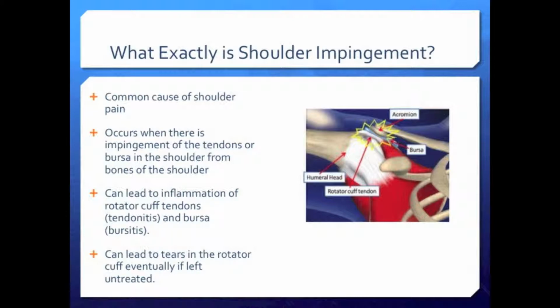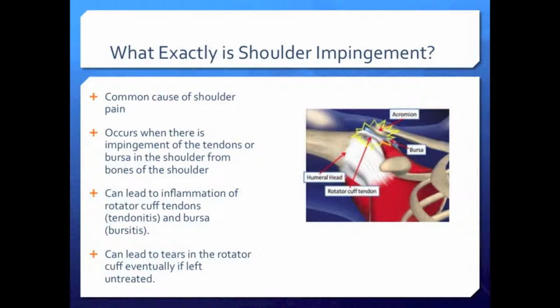It's a very common cause of shoulder pain and occurs when, again, the impingement of the tendons or the bursa happens when the two bones come together and squish the contents. This can lead to inflammation of the rotator cuff tendons, which is called tendinitis, and this is generally the supraspinatus tendon, or the bursa, which is when you're told that you have shoulder bursitis. If left untreated, these can eventually lead to tears and bigger problems.